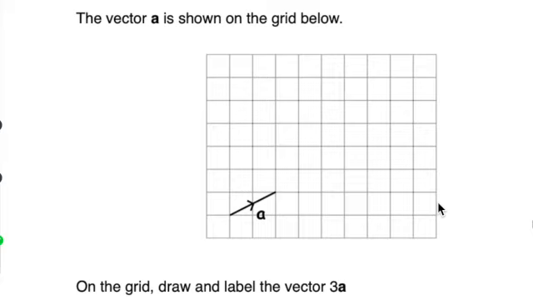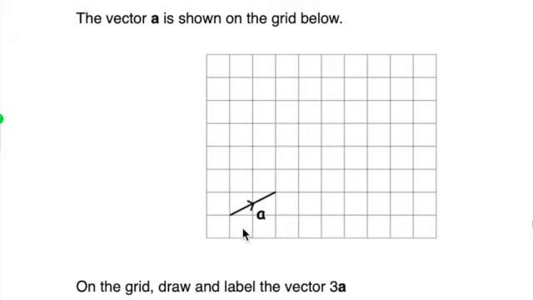So this is an example of a question you might get where you have to draw a vector. Here we've got a line with a little arrow on and the letter A, and this is typically how vectors will be represented. Now a vector just means that something has both magnitude and direction, which basically means it's going to be a certain length and it's important which direction it's going in.